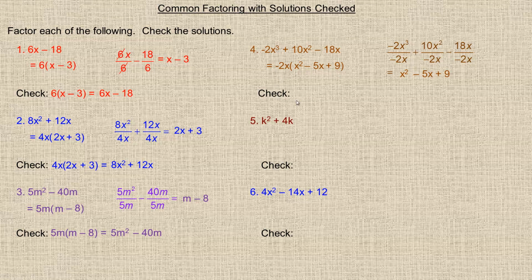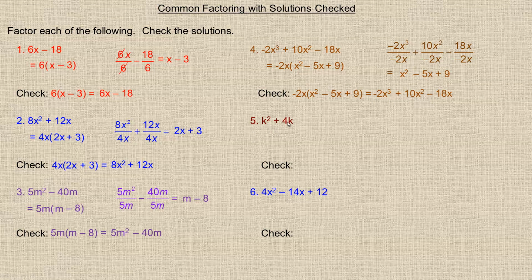We check it by expanding this out, and we should get our original expression. So negative 2x times x squared would be negative 2, and it'd be x cubed because 1 and 2 add to 3 for the exponent of the x's. Negative 2x times negative 5x would be a plus 10x squared. Negative 2 times negative 5 is 10. X times x is x squared. And negative 2x times 9 is minus 18x. Notice that this is exactly the same as what we started with.